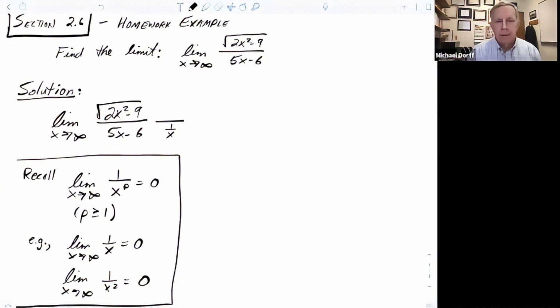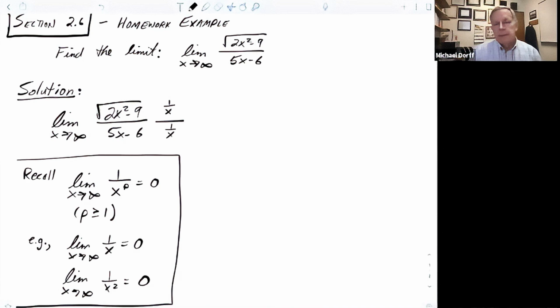Likewise, in the top, what's my degree? Well, I have a 2x squared minus 9 under a square root. The x squared is a second degree, so it's got a 2 there, but it's under a square root. And if I did the square root of an x squared, that's like just x. So it's also like a first degree. So I want to multiply it by 1 over x.